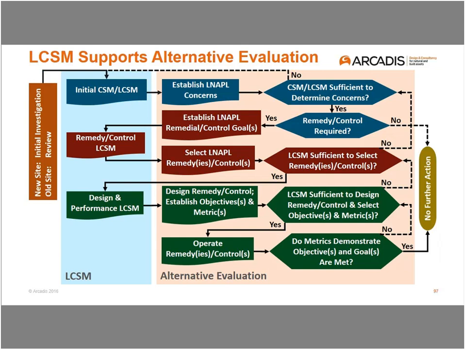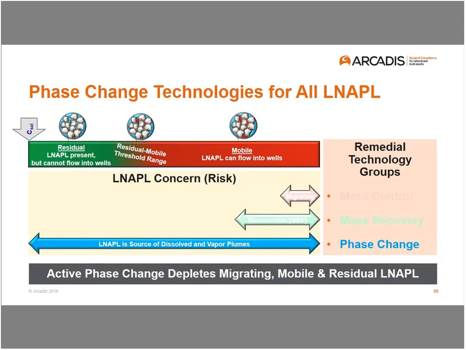Use an LCSM to help you decide what those concerns are, go back to your LCSM to help you decide what sort of remedies you can use to address those concerns and reach those goals. Improve the LCSM yet again to help you design your remedy or control, and to measure the performance. Think about phase change technologies, whether it's ISCO or one of the other phase change technologies I just talked about. They are applicable to all states of LNAPL. Whether you've got LNAPL in wells or not, you can use a phase change technology to achieve composition risk reduction.